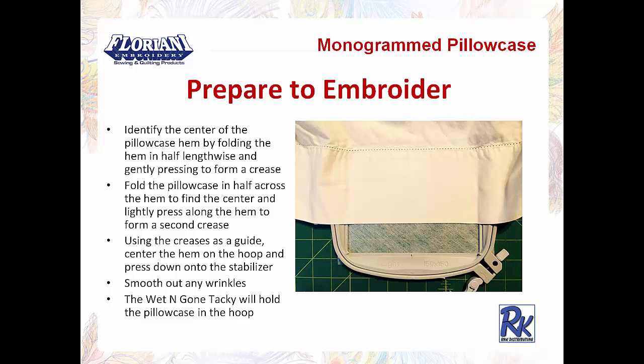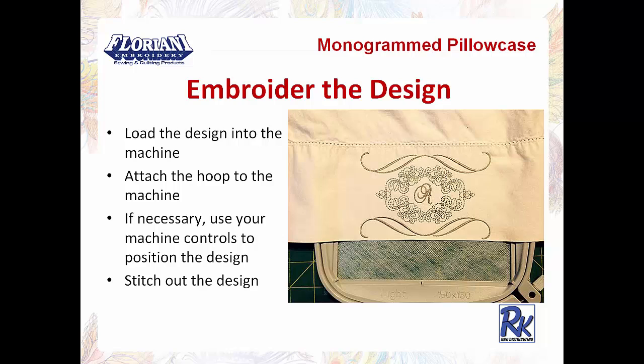And then using the creases as a guide, you want to center the hem on the hoop and press it down onto the stabilizer. Smooth out any wrinkles with your fingers, and of course the Wet and Gone Tacky will hold the pillowcase in the hoop. Now obviously you're going to only use the top part of the pillowcase. You want to make sure you keep the bottom of the pillowcase out of the way of the embroidery needle when you load the hoop on the machine.